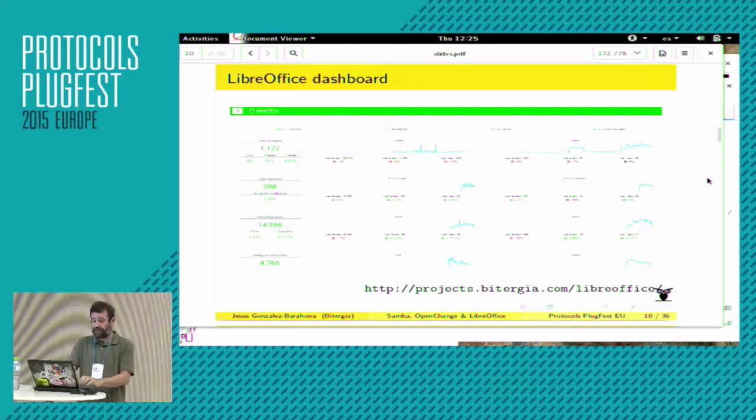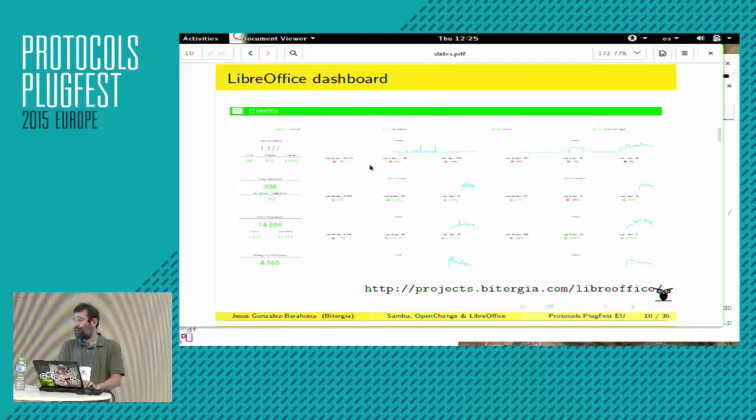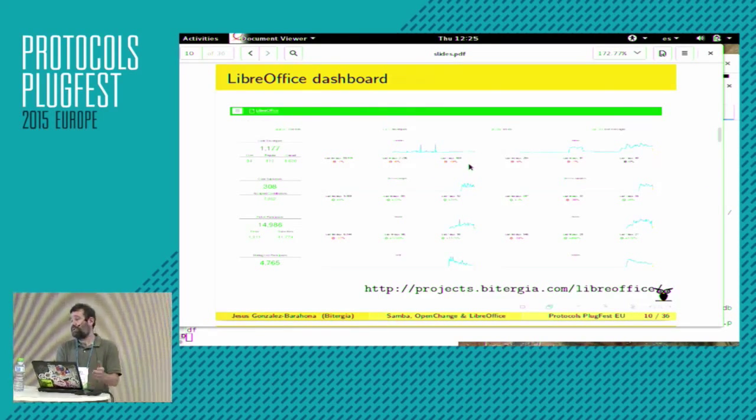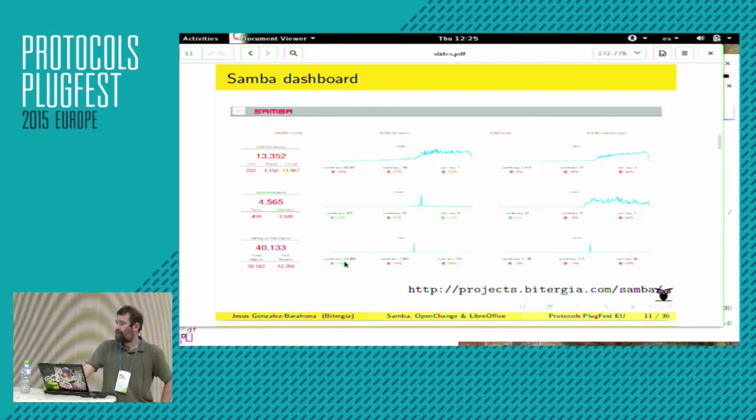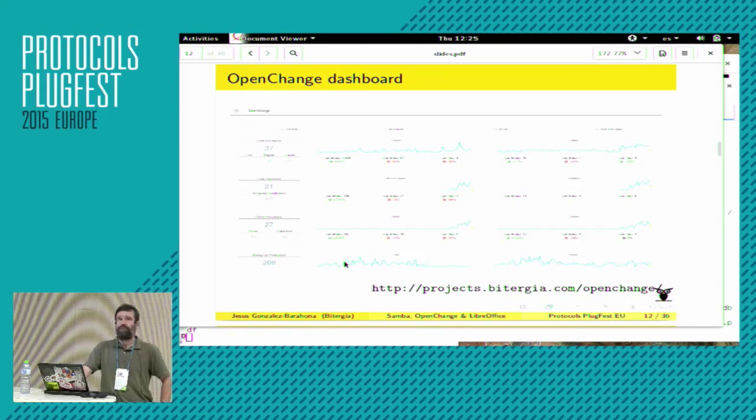So for instance, in this case, here on the top, you have source code management, Git in this case. Then you have, I guess this is code review, right? This is code review. In the case of LibreOffice, this is Git. And tickets, this is Bugzilla, and mailing lists. We did the same for Samba, and we did the same for OpenChange.